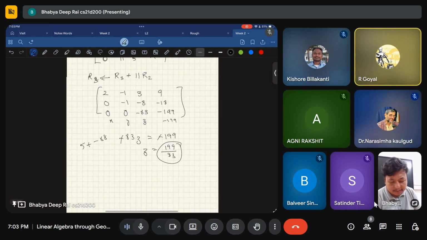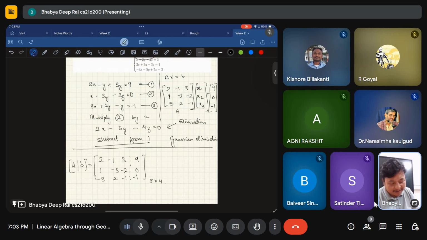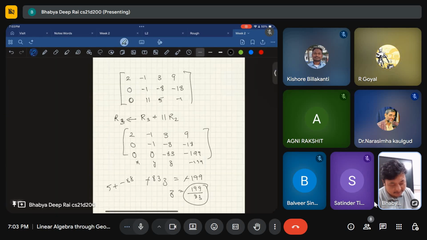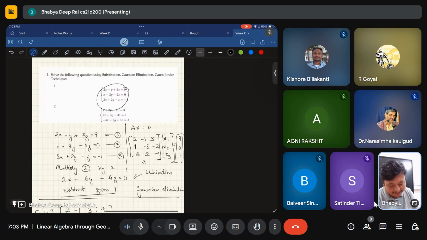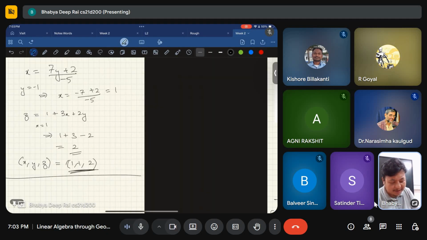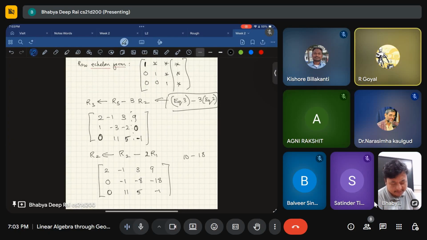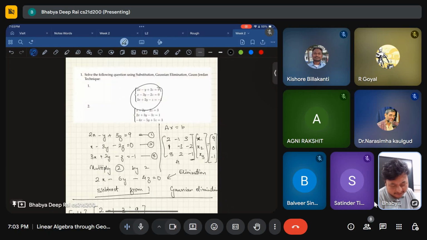But no, because see, I'm trying the same equation. By elimination, what did we get? I should be getting 2 there. Then there is some mistake. Yeah, so there is some mistake done. Maybe I wrote it wrong.